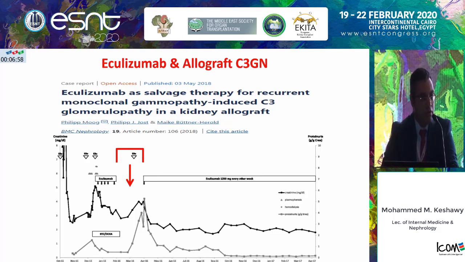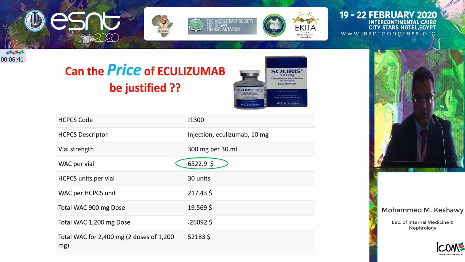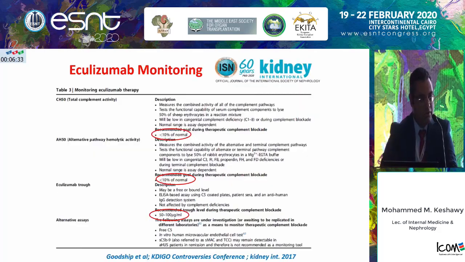The usual regimen for using eculizumab is 900 weekly for 4 weeks, then 1200 every 2 weeks. And once you stop eculizumab, actually you show increase in your creatinine and your proteinuria. And what is problematic about eculizumab? It's its price, nearly $500,000.